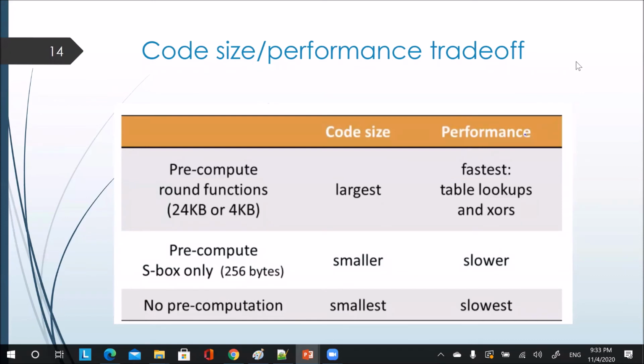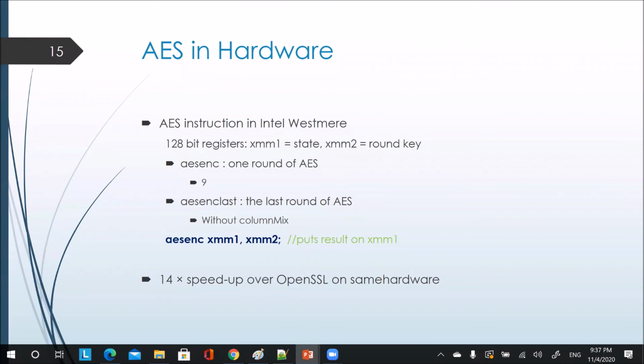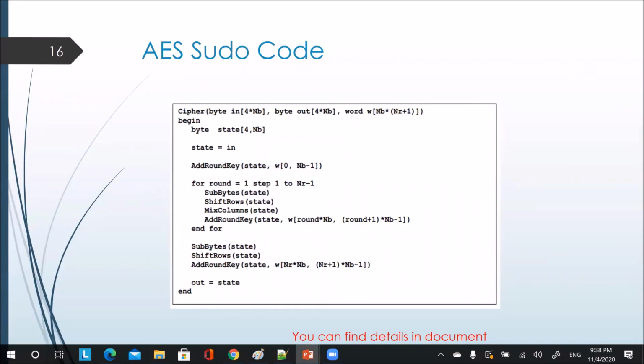This slide shows the code size performance trade-off. If you allow no pre-computation, including computing the S-box, it would be a small implementation of AES and it could fit on a small device, but it is the slowest because everything is computed on the fly. And if you use a big table, it is so fast since you just use lookup tables and XOR. It's also good to know that since AES is popular, Intel put AES support into a processor. It is called Intel Westmere. There are special instructions in the Intel processor to help accelerate AES, as you can see in this slide. This slide shows the AES pseudocode.